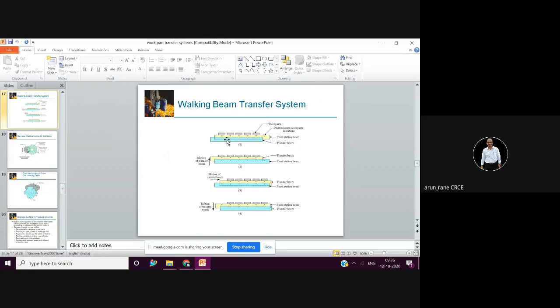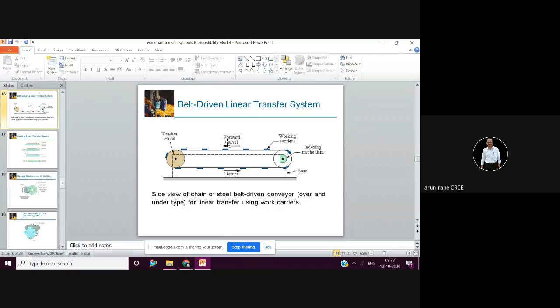Then there is another mechanism which is called the walking beam transfer system. That is nothing but a rack and pinion type mechanism. This is used when the number of stations is limited, maybe 5 to 6. Usually the belt conveyors and chain conveyors are common. What I showed here are the common ones. And instead of a belt, you can use a chain also in order to avoid slippage, because the belt will give slip.